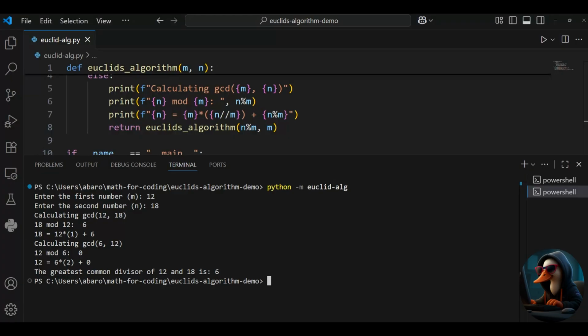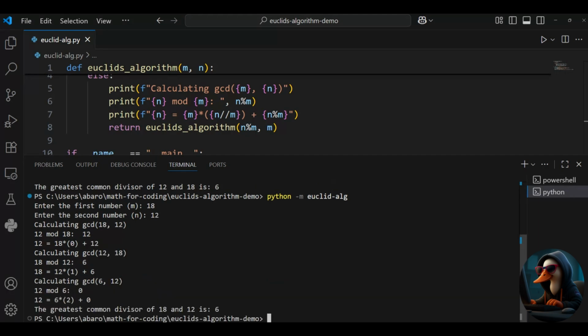But now, one thing I was mentioning earlier is we can actually flip the order, where m is larger than n. So here's what that would look like. Let's call this again, and now let's do 18 and 12. We flip the order. We get the exact same result.